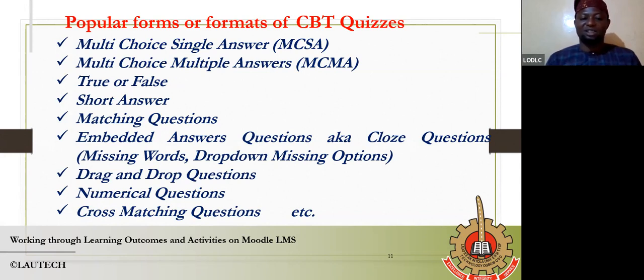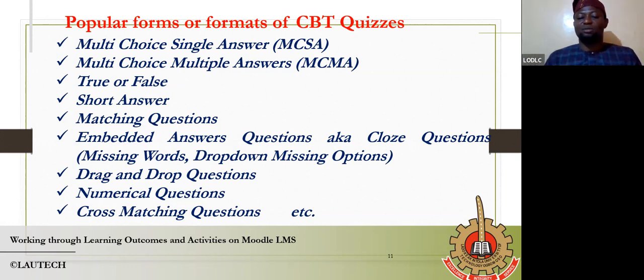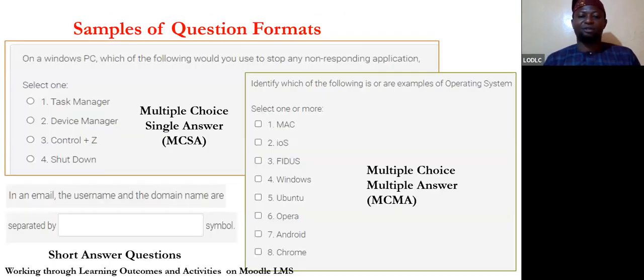Then we have matching questions. A matching question is where you match the relevant terms together. I will show you each and every one of these forms of CBT quizzes in my next slide. Then we have embedded answer questions, also known as closed questions, whereby we have missing words and drop-down missing options. Then we have drag and drop questions, numerical questions in the form of numbers, and then cross-matching questions, etc. Those are the various forms of CBT quizzes that we have.